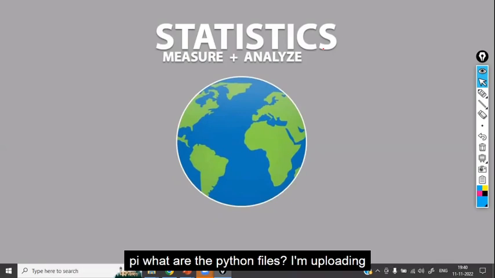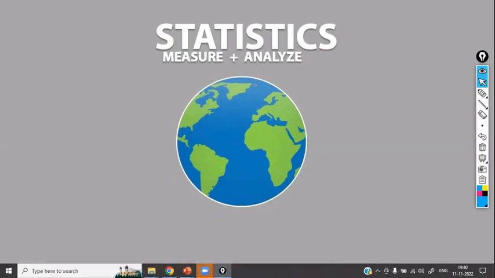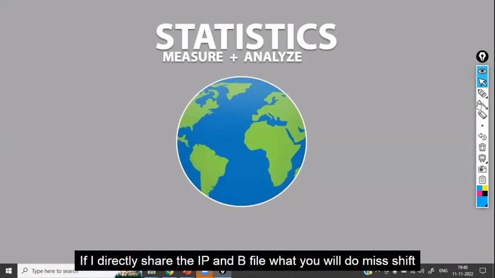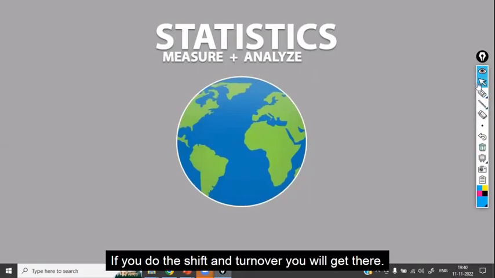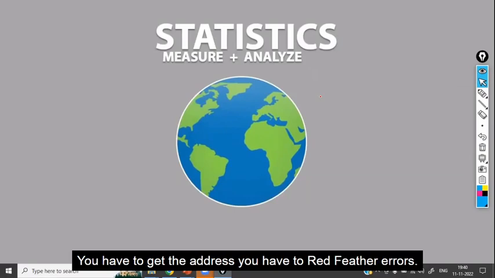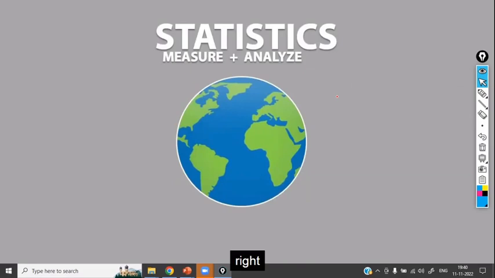Whatever Python files I'm uploading are in PDF format, because you have to type the code yourself. If I directly share the IPYNB file, you will just press shift enter and never get an error. If you don't get the error, you will not learn the subject. You have to get the errors and rectify them, right?